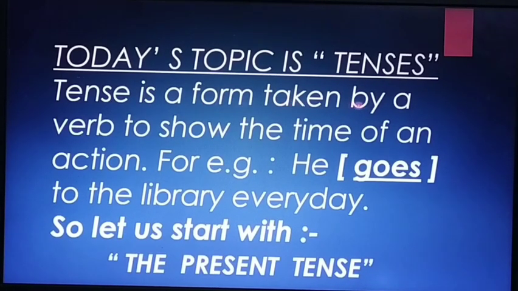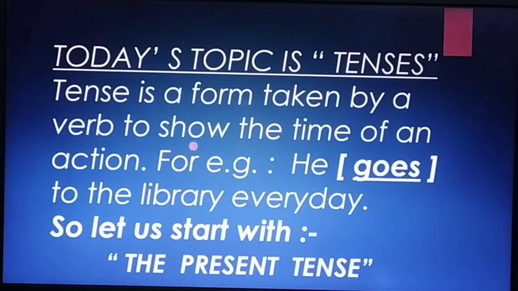Tense is a form taken by a verb to show the time. You please focus on this. What is the main function of tense? To show the time, that we are talking about present, past, or future of an action. For example, he goes to the library every day. So this verb goes indicates present time. He goes to the library every day.